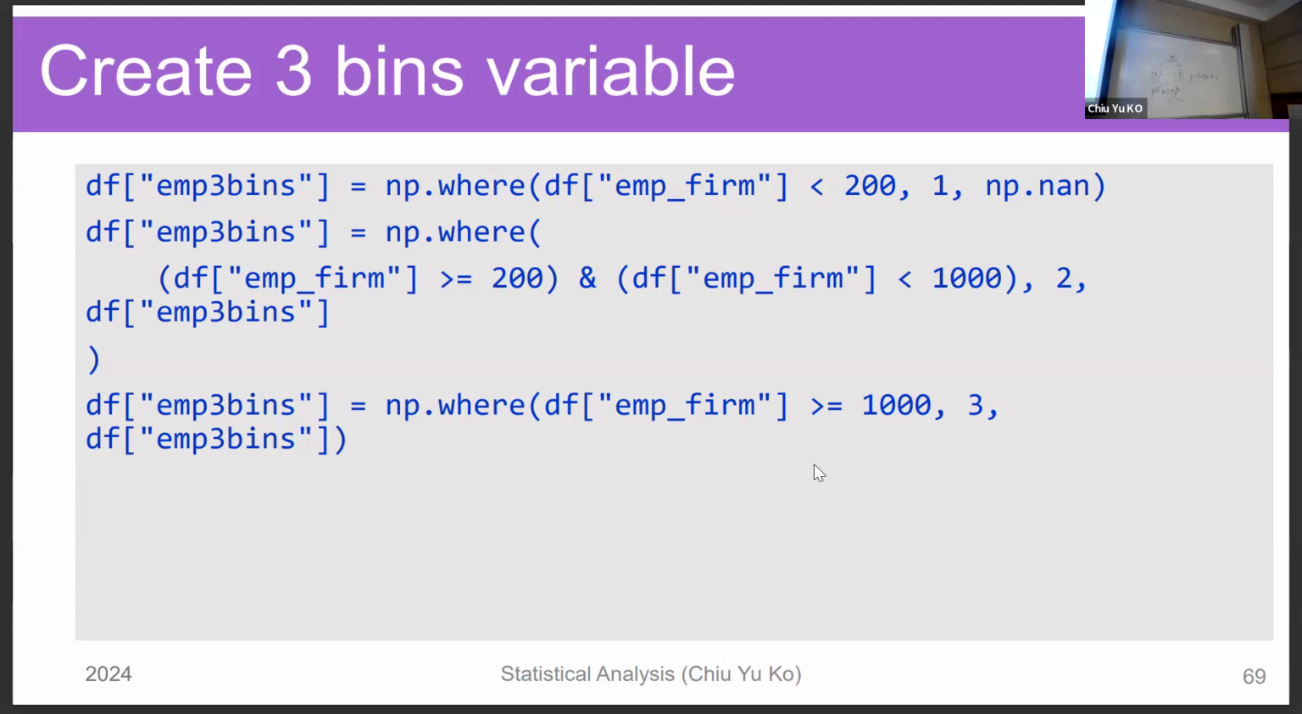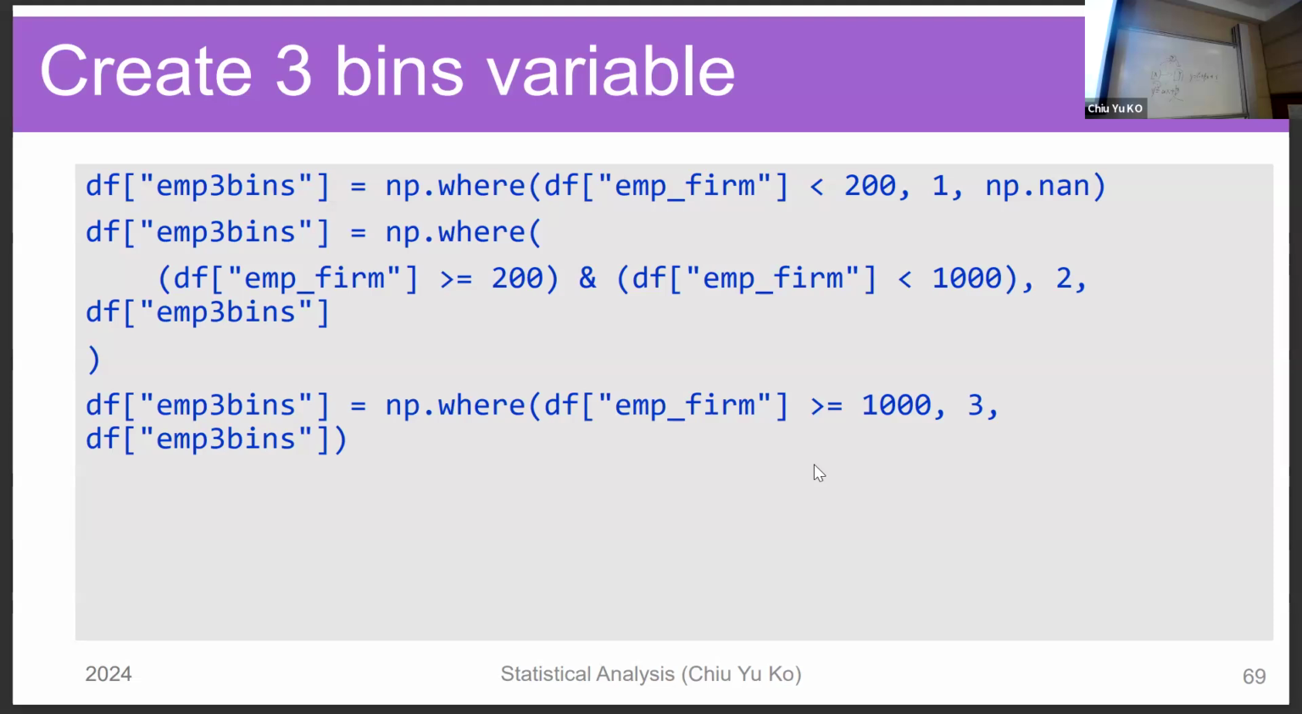The second line will fill up things in the middle. For the firm that is between 200 and 1,000, I will put the number 2 there. If it's not the case, I put what we had before, which is coming from the first line. The first line said less than 200 is 1, otherwise NA. So after the second line of code, if the firm is below 200, it will get the value of 1. If the firm is between 200 and 1,000, you get the value of 2. If more than 1,000, it is NA.